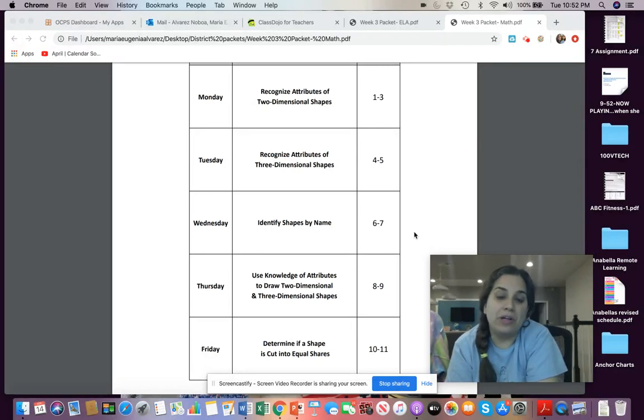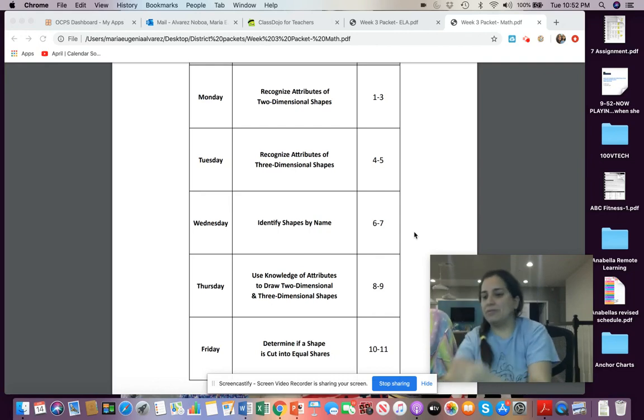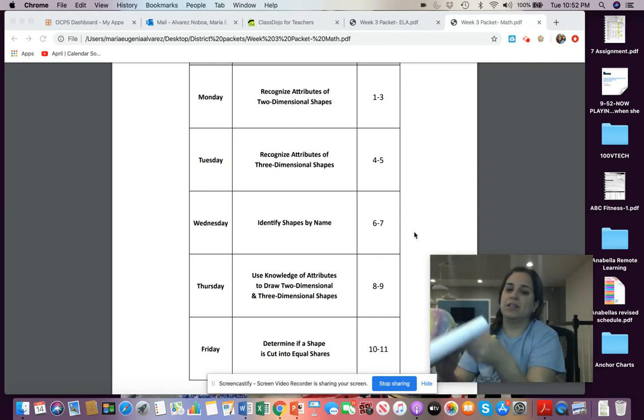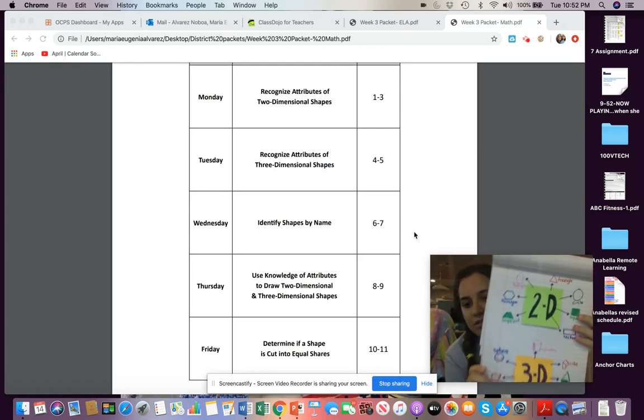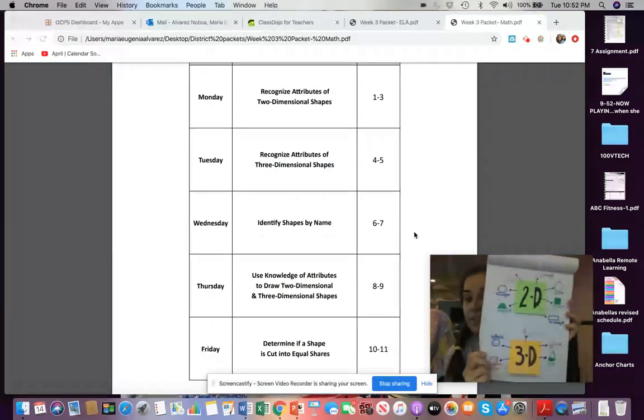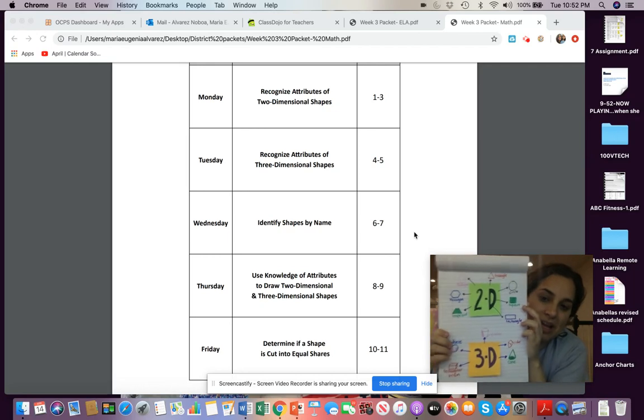And now we're going to talk about math. We're continuing with 2D shapes and 3D shapes. And I have a couple of shapes to show you tonight. Right here is my little chart for 2D and 3D shapes.